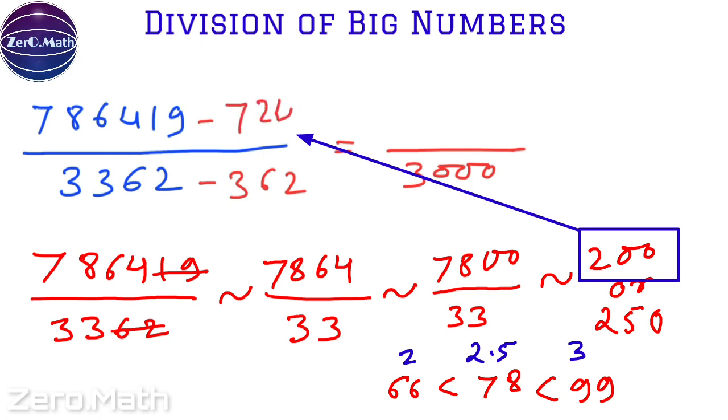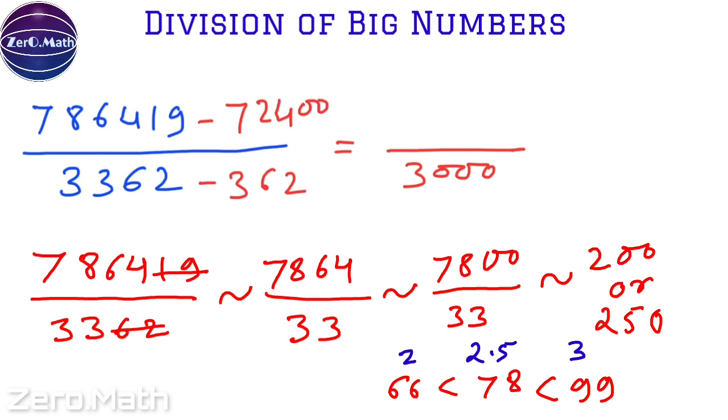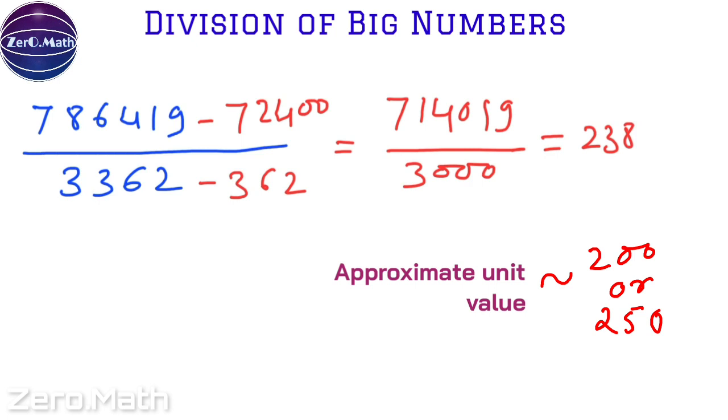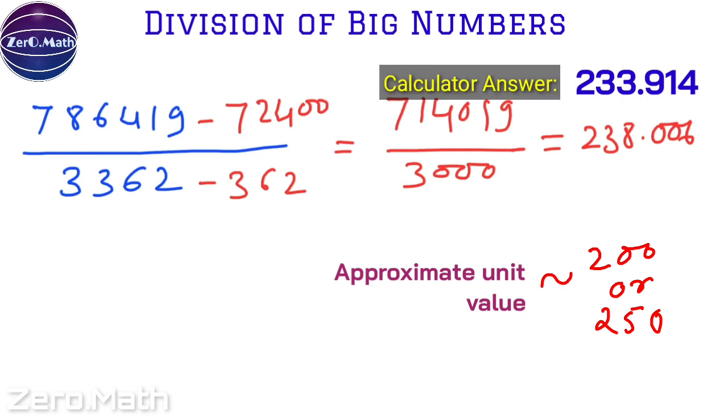So 200 times 362 is 72400. If we subtract it from 786419, we are going to get 714019. Let's divide it by 3000. We will get the answer as 238.006. The calculator answer of this sum is 233.914. As you can see, there is quite a difference between both of these numbers.